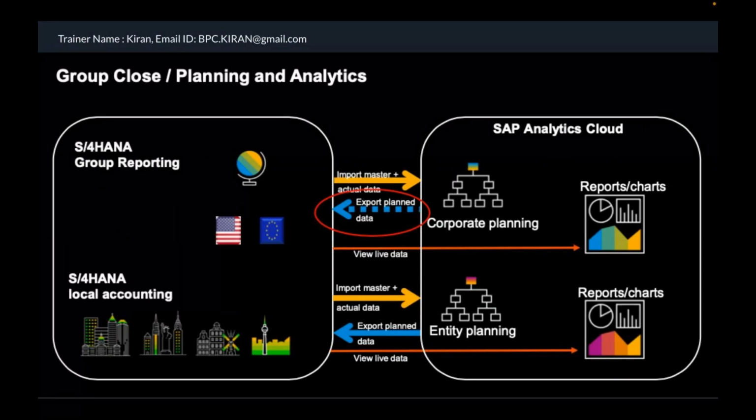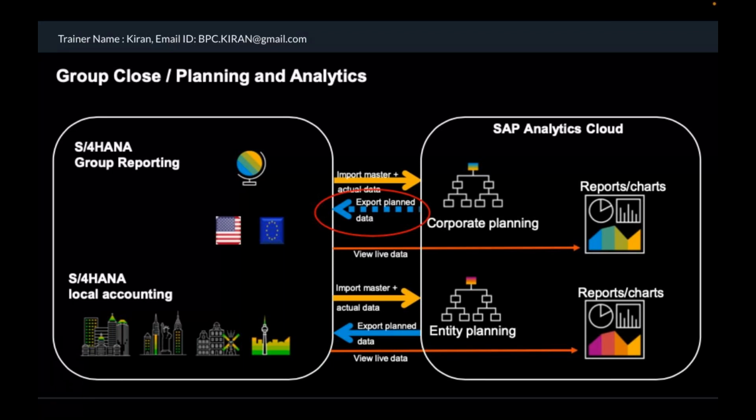And you have an export/import option in SAC, so you can import the data from the source. You have a live data option, you can connect live data, so you have S4HANA views. Using those views, you can directly get the data to SAC, which is a live connection. Or you can move S4HANA data to SAC and make reports on top of that.